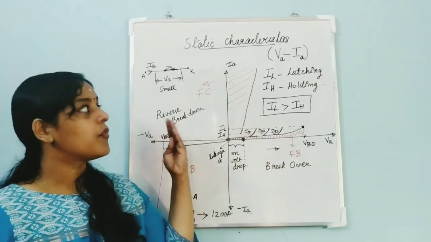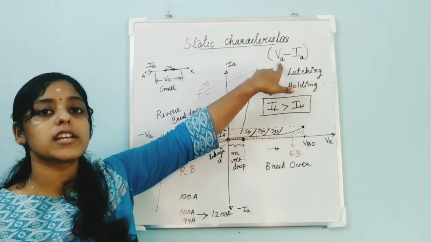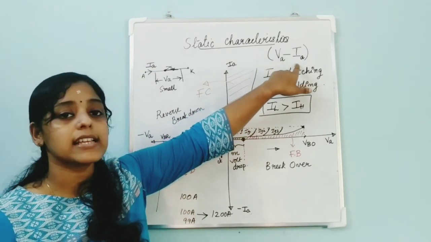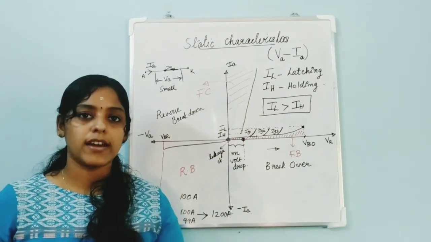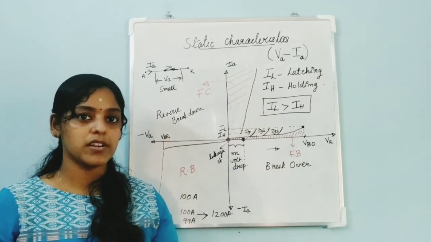So this is the VI characteristics. V is the voltage across anode and cathode, and I is the current from anode to cathode, or the static characteristic of an SCR, silicon controlled rectifier.